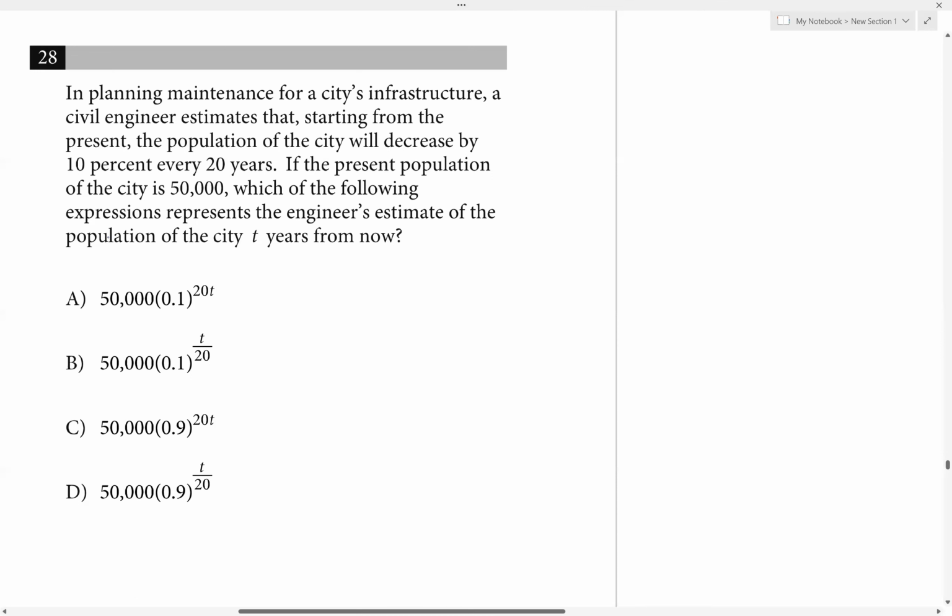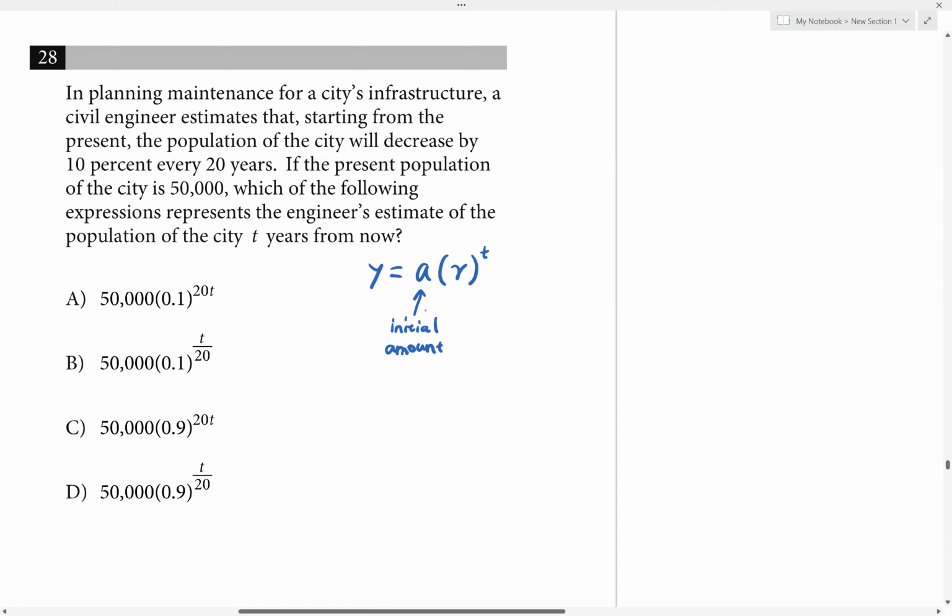And the exponential model follows this general format: y equal to a times r to the t power. And the a value in front is always the initial amount. Okay, that's the number that we begin with. Graphically, this is also the y-intercept.